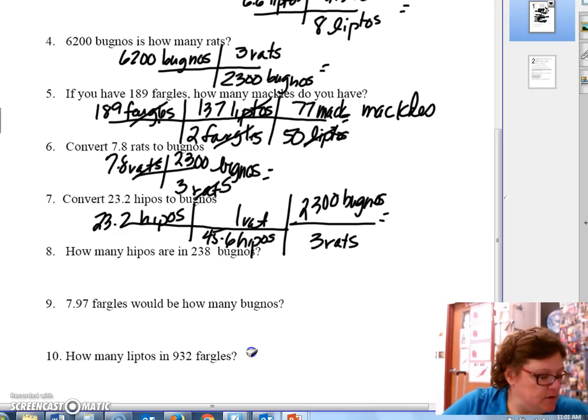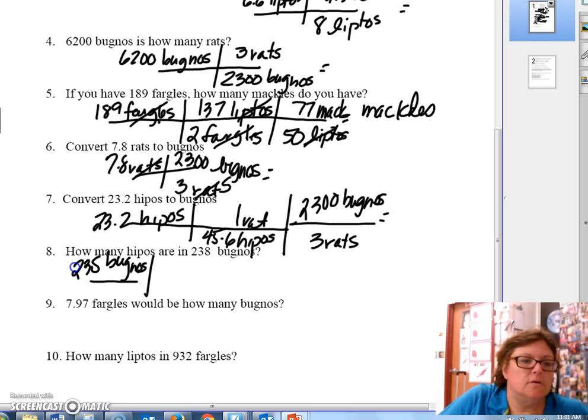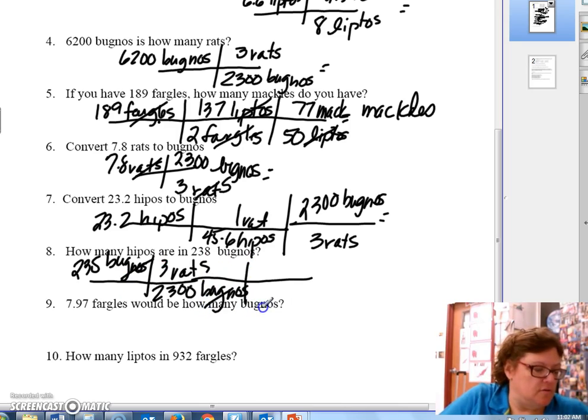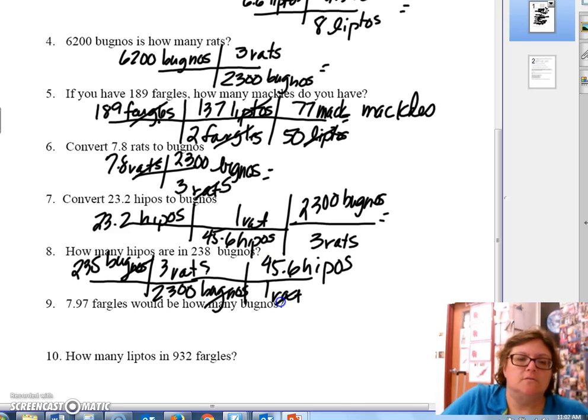How many Hippos in 238 Bugnose? We're going to start with 238 Bugnose. And we'll just revert back. 2,300 Bugnose for 3 Rats. Bugnose cancels. And then we know there is 1 Rat for 45.6 Hippos. Rats cancel. And we have an answer in Hippos.